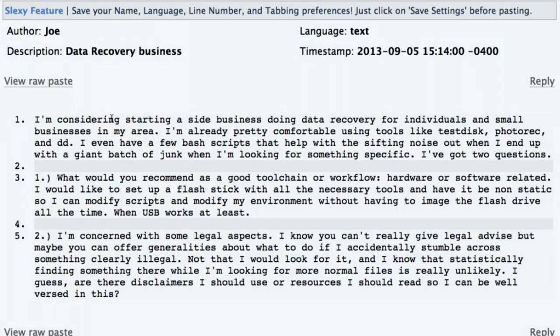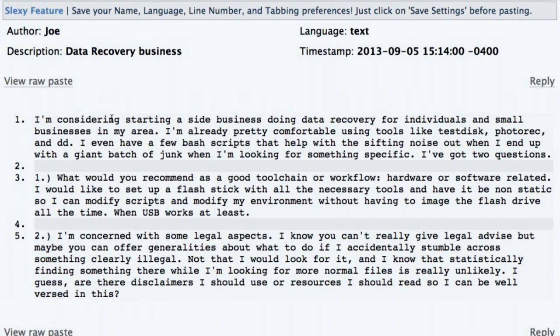Oh. Yeah. All right, well, we were just talking about data recovery services, so this email kind of fits. It comes in from Joe. He says, I'm considering starting a side business doing data recovery for individuals and small businesses in my area. I'm already pretty comfortable using tools like TestDisk, PhotoRec, and DD. I've used a few bash scripts that help with sifting noise out, and I end up with a giant batch of junk where I'm looking for something specific.